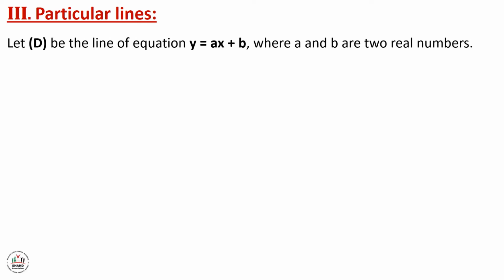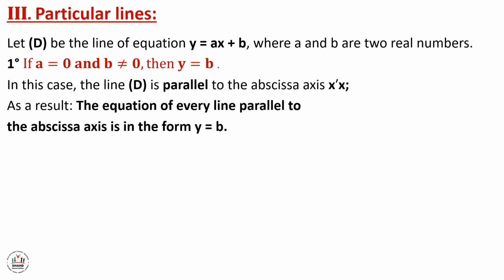Now we have some special cases or equations for particular lines. Let D be the line of equation y equals ax plus b, where a and b are two real numbers. If a equals 0 and b doesn't equal 0, then y equals b, or y equals a constant. In this case, the line D is parallel to the abscissa axis x prime x. As a result, the equation of every line parallel to the abscissa axis is in the form of y equals b, or y equals a constant. b is a constant.